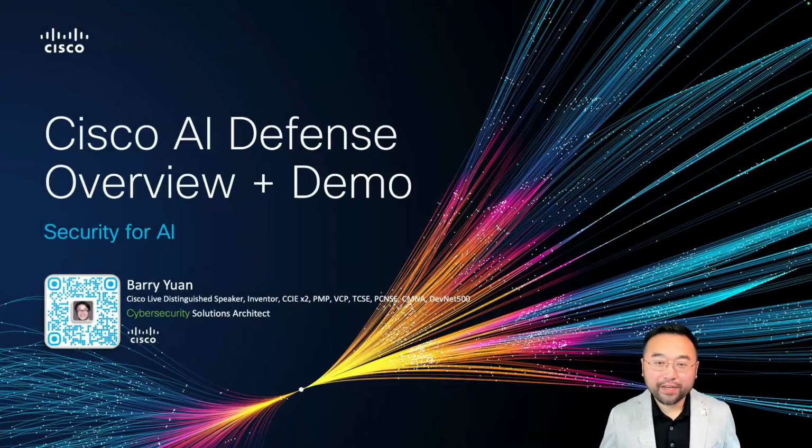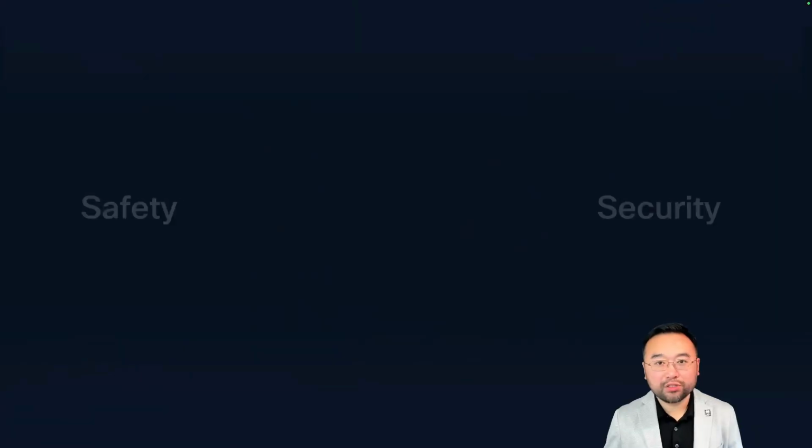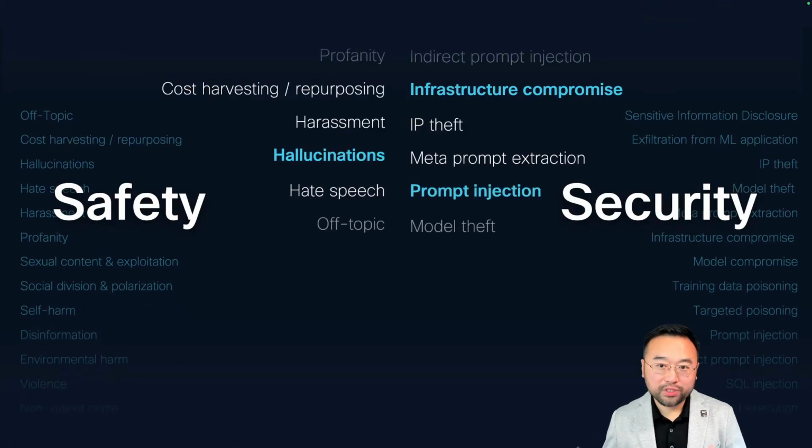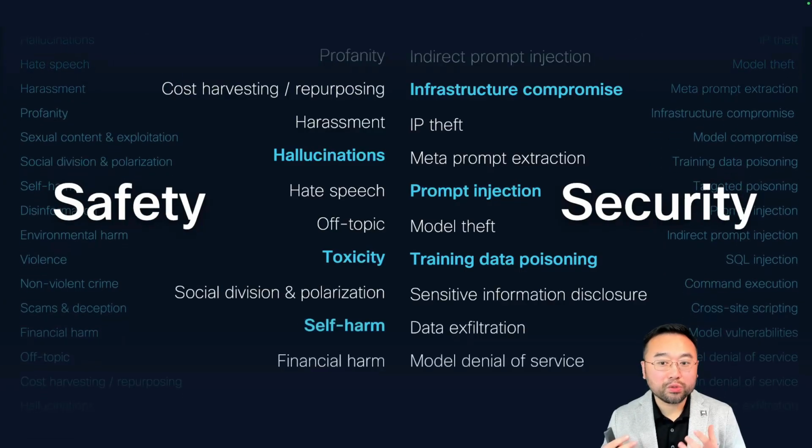Hi, this is Barry. Today, I'd like to introduce and demo Cisco's AI Defense, a purposely built security solution for AI. Why do we need it? Because today, we're not just dealing with traditional set of security risks anymore. There's, of course, still infrastructure compromise, but there's also prompt injection, data poisoning, data exfiltration, and we're also dealing with a whole new set of risks involving safety.